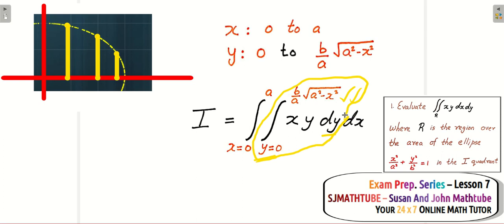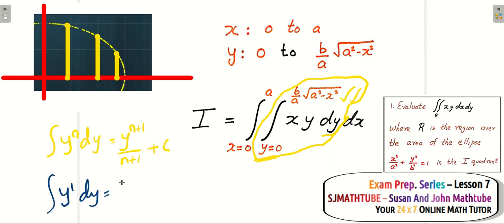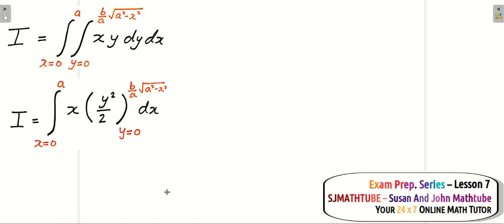Okay, now I hope you remember the integral of y to the power n dy is equal to y to the power n plus 1 by n plus 1 plus c. So the integral of y to the power 1 dy will be y to the power 1 plus 1 by 1 plus 1 plus c. So let's move on with integration. Okay, now in the next step, I'll put a circle so that you find it easy. I'll put the upper limit minus the lower limit.